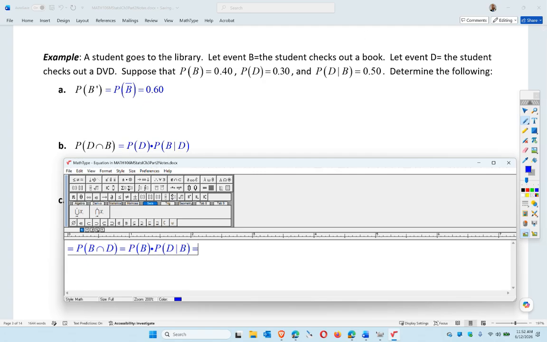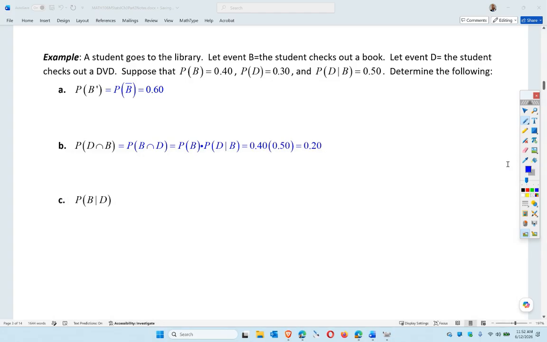So the probability of B is 40%, and the probability of D given B is 50%, right? So 4 times 5 is 20. There we go. Then B given D, we don't have. We have D given B. So we could have actually done it the other way if we had calculated this first, which is fine either way.